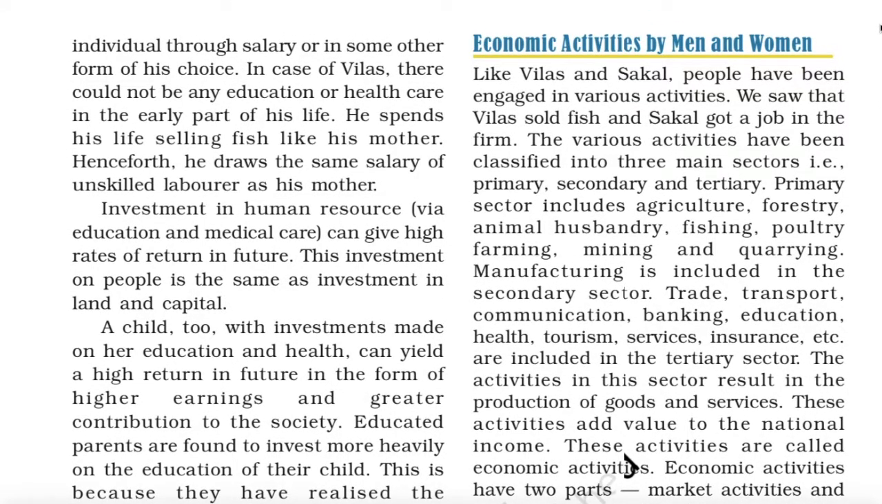Economic activities by men and women. Like Vilas and Sakal, people have been engaged in various activities. We saw that Vilas sold fish and Sakal got a job in the firm. The various activities have been classified into three main sectors, that is, primary, secondary and tertiary.